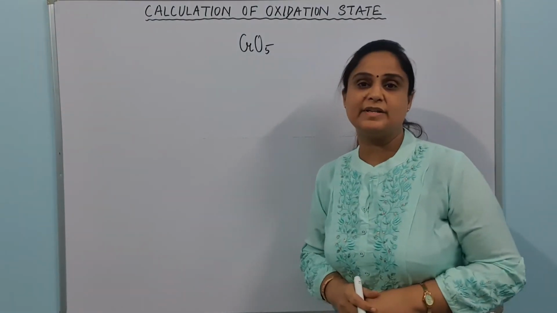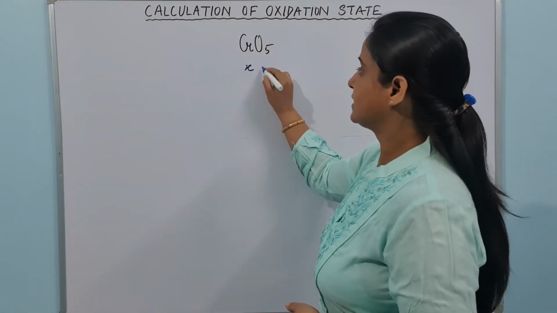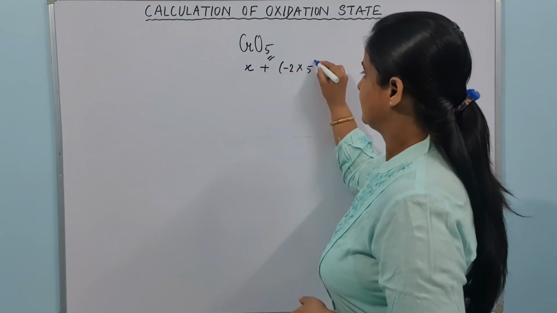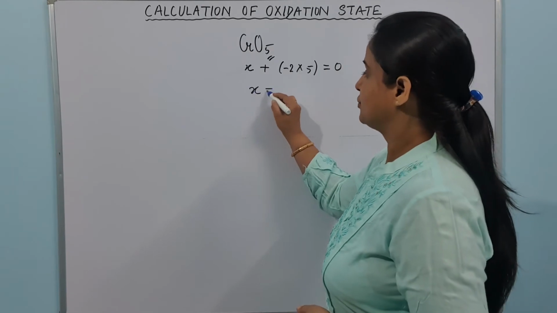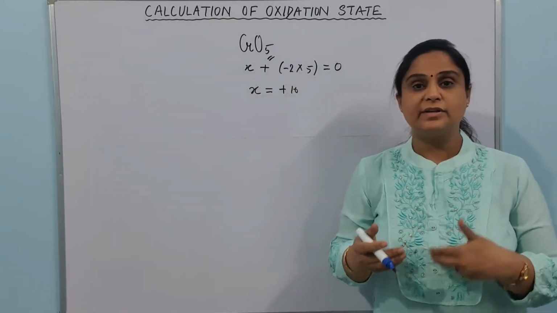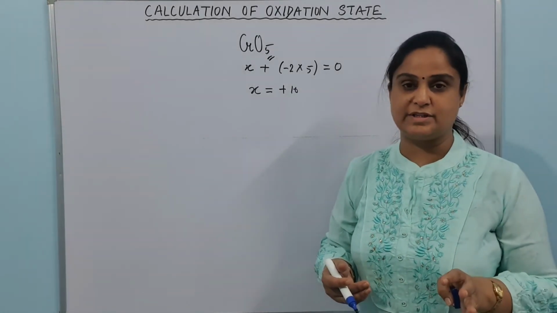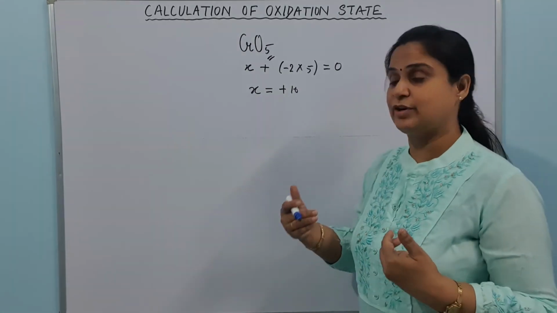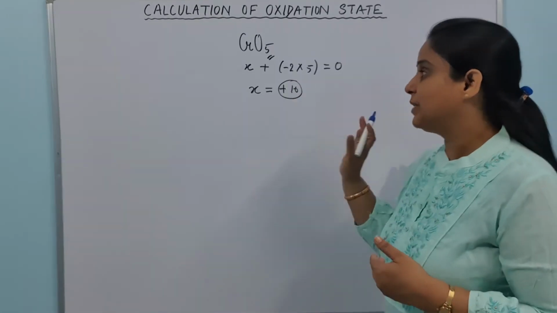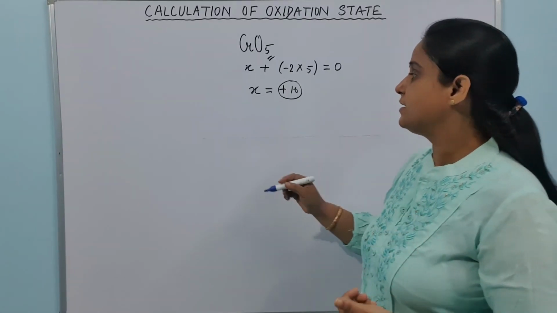And the next example is CrO5. If I calculate it in a simple way, I will get X plus -2 multiplied by 5 equals 0. So X should be equal to plus 10 if this is a normal compound having the connections in a normal way, that is -2 oxidation state of oxygen. Now, the conditions are somewhat different. We are getting plus 10 oxidation state, but plus 10 oxidation state is actually not possible for any element. So let's see what is happening here.